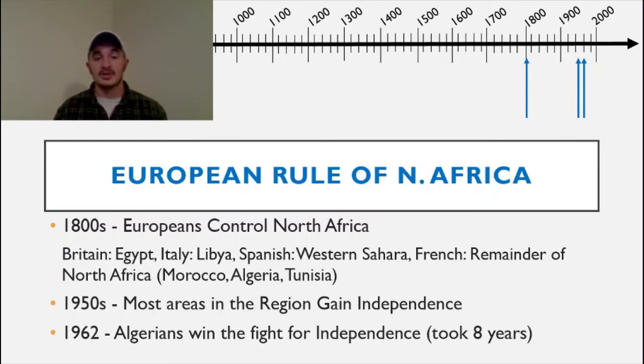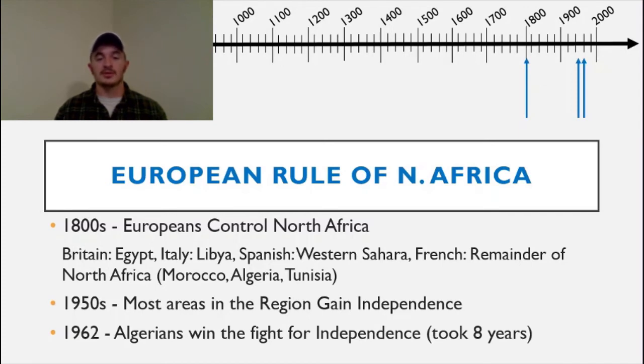So you don't need to write this part down, but the Europeans that would control North Africa in the 1800s, we would have Britain controlling Egypt and the Suez Canal, Italy controlling Libya, and then the Spanish controlling Western Sahara, and then a small part of Morocco. The remainder would belong to the French. So the French would control the rest of North Africa. So this would be the countries of Morocco, Algeria, and Tunisia.